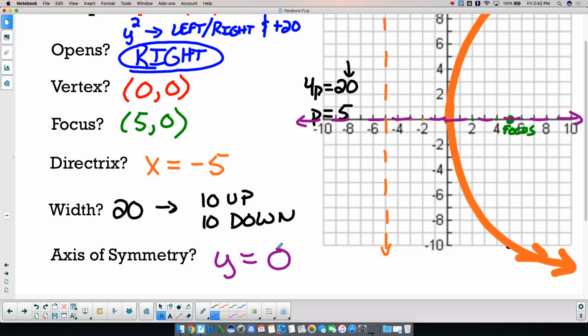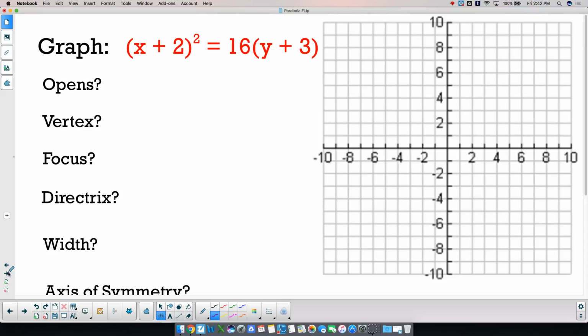Okay. Let's try another one. So here now we've got x squared equals 16 times the quantity y plus 3. The first thing that we need to decide is the direction of the opening. So my squared term is on my x, or my x is the squared term, I should say, and my coefficient here is positive. So therefore, this is going to open up. My parabola in this case is going to open up.